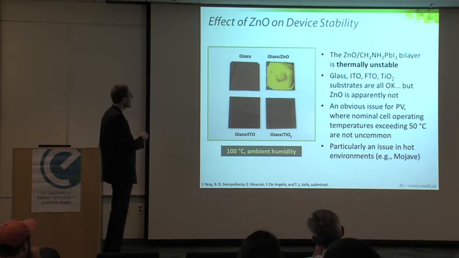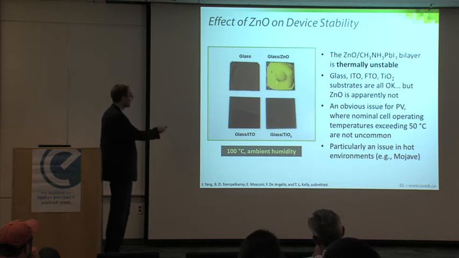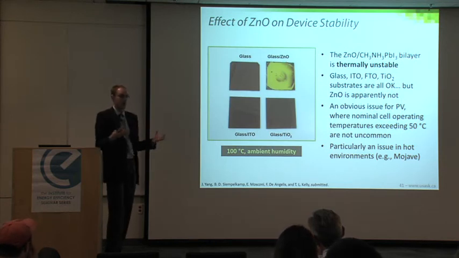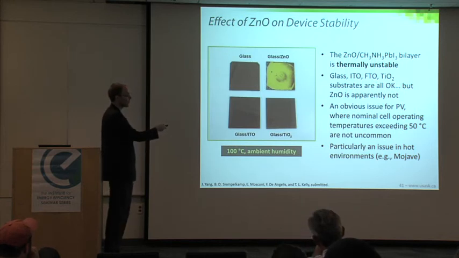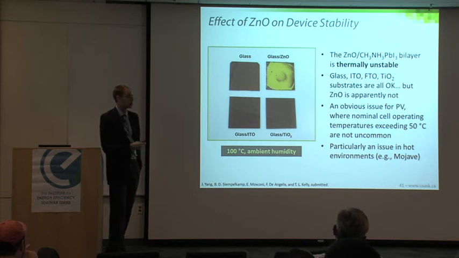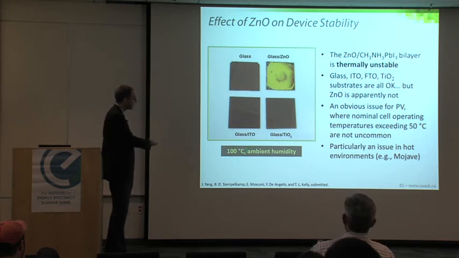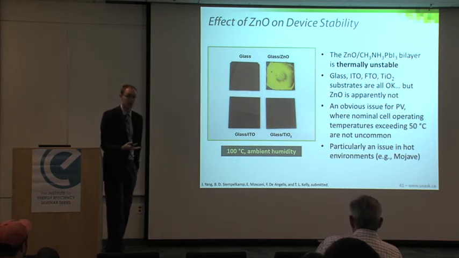And so if you take a perovskite film on glass, on ITO, on titanium dioxide, and on zinc oxide, and you put them on a hot plate and heat them to 100 degrees, these three are fine. This one decomposes. So there's something about this zinc oxide electron transport layer that is unstable when it forms an interface with the perovskite. All of these substrates, we've done PEDOT:PSS, we've done any number of other different substrates. Zinc oxide is the only one that induces this decomposition. And this is at a fairly low temperature. It happens at 80 degrees if you leave it for long enough.